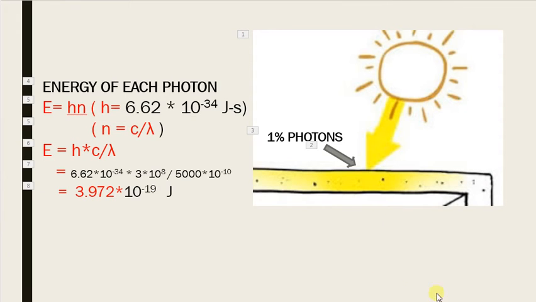The energy of each photon will be equal to h nu, where h is Planck's constant whose value is 6.62 into 10 raised to minus 34 joule second, and nu is the frequency of the light source, which can be replaced by the speed of light upon the wavelength. So the formula turns out to be h into c by lambda. Inserting the values of h, that is 6.62 into 10 raised to minus 34, the speed of light, 3 into 10 raised to 8 meter per second, and the wavelength, we get the energy of each photon, that is 3.972 into 10 raised to minus 19 joule. This is the energy of each photon coming out from the light source.